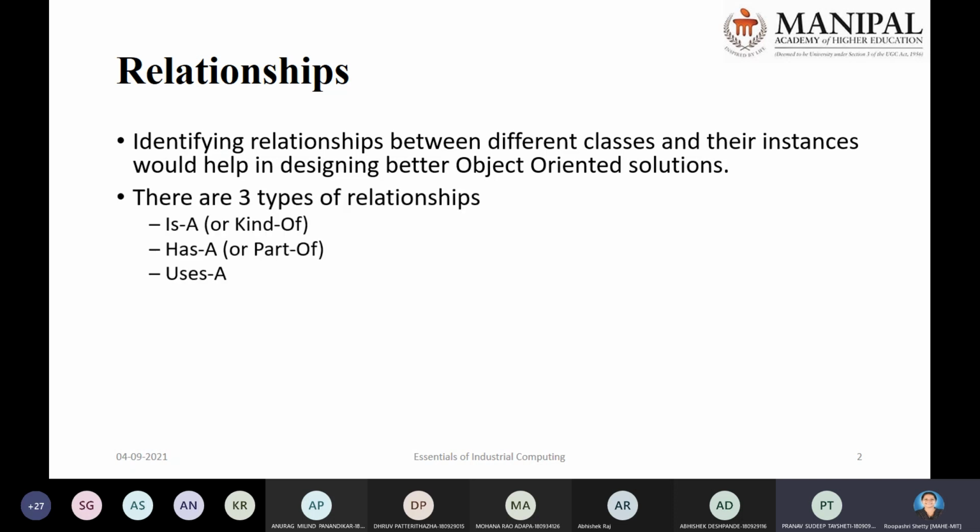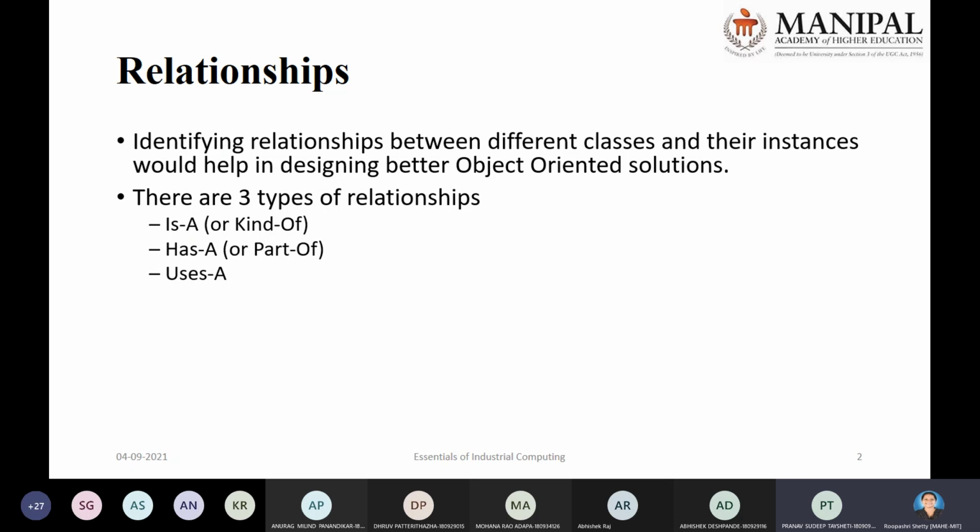So again, there are three main types of relationships. One is the "is a" relationship, the second is the "has a" relationship, and the third is the "uses a" relationship. "Is a" means a kind of something; "has a" means a part of. We'll study each of them in detail.